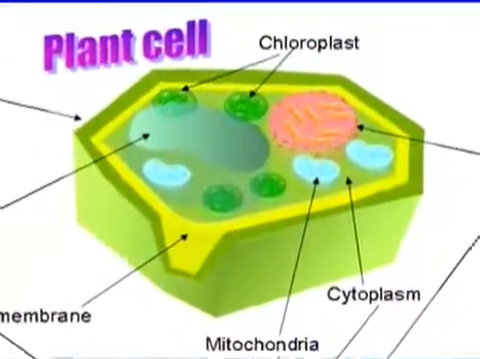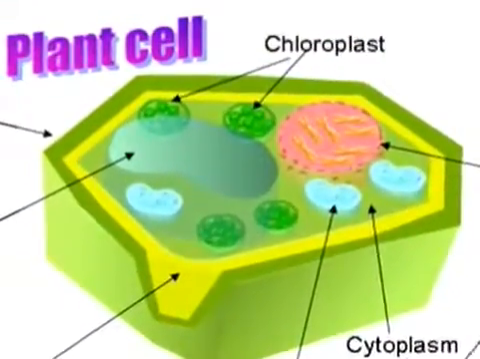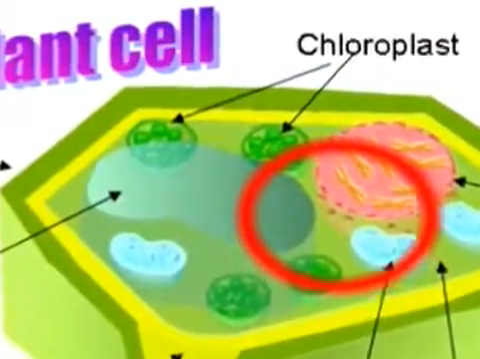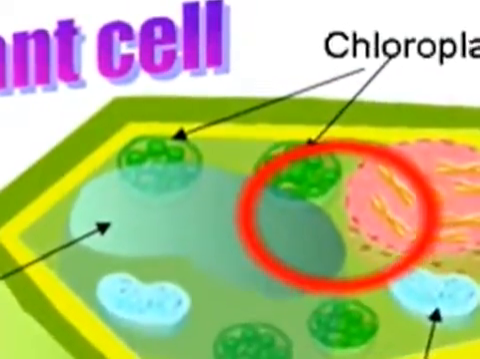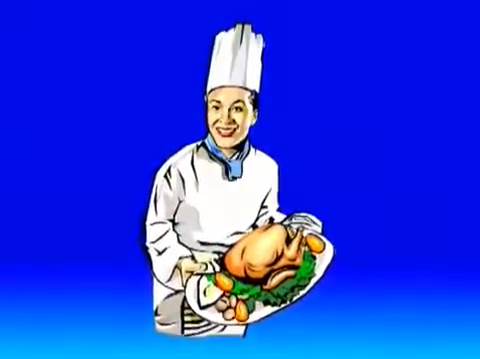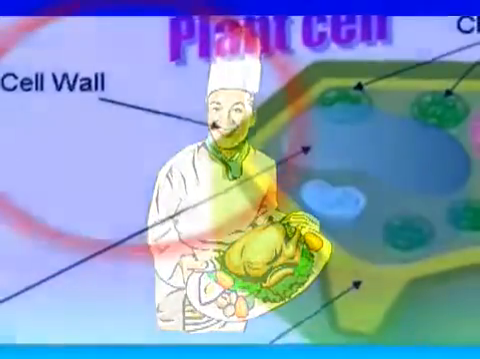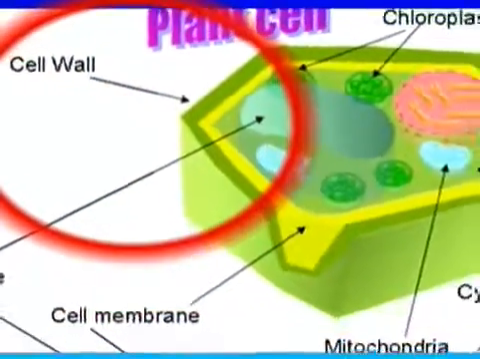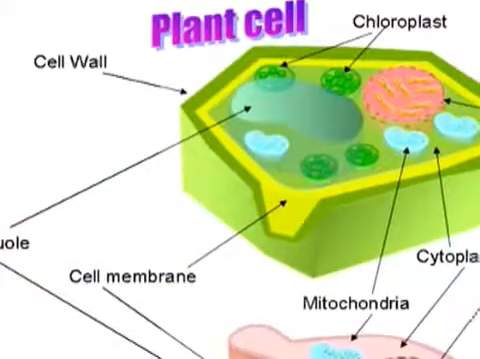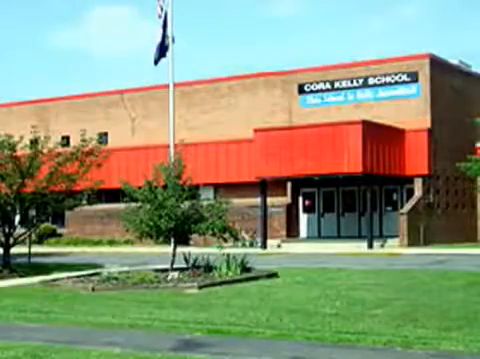In the plant cell, there are 2 other important organelles. The chloroplast makes the food in the form of chlorophyll and gives the plant its green color. It's like the chef of the plant cell. Finally, in a plant cell there is a cell wall. The cell wall protects the plant cell and gives it its shape, just like the outside walls of the school do for Cora Kelly.